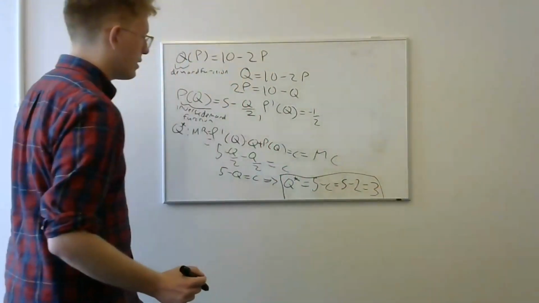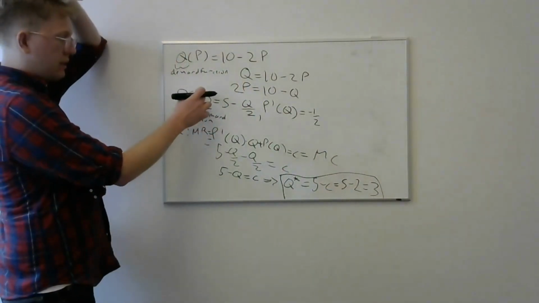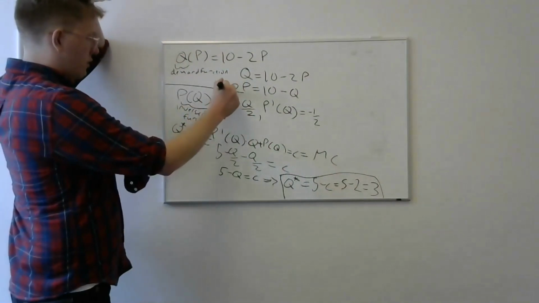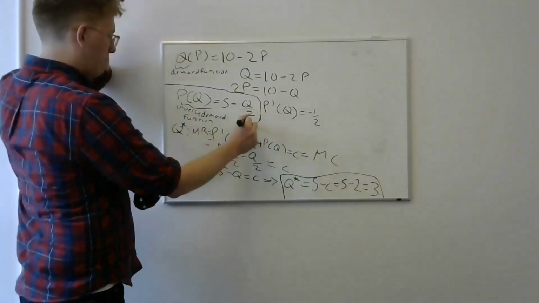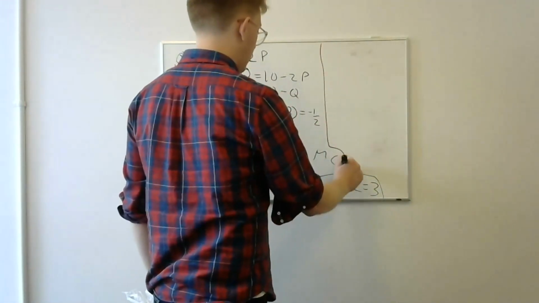Now what I want to do is figure out what the optimal price is going to be. So I'm going to plug this Q back into here, the inverse demand function, to figure out the optimal price. Okay, and so what's my optimal price going to be?